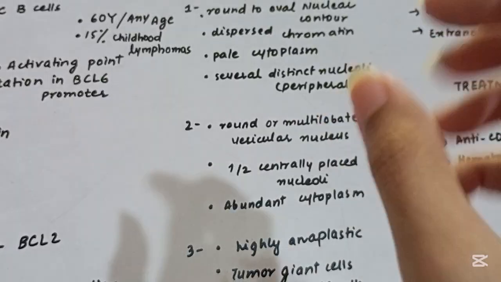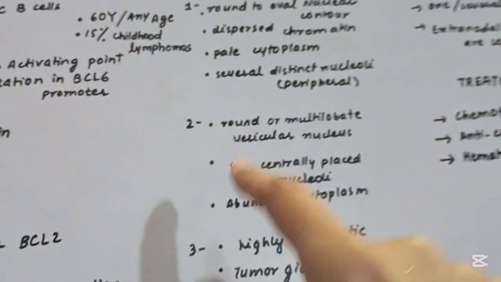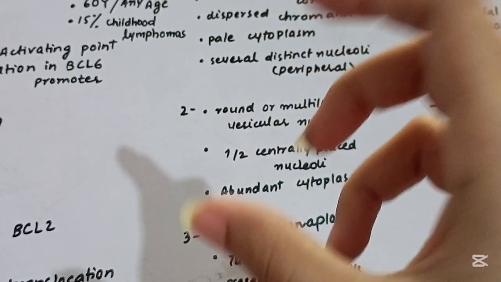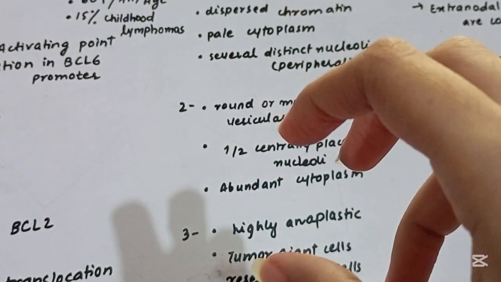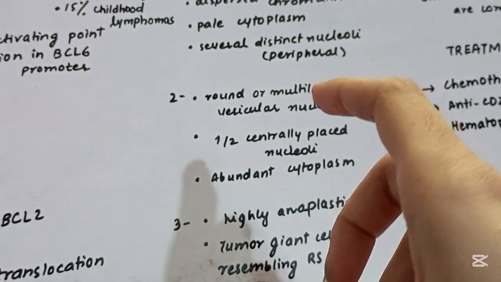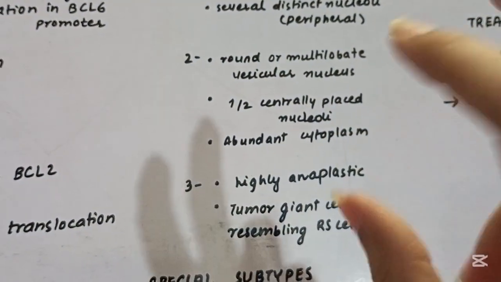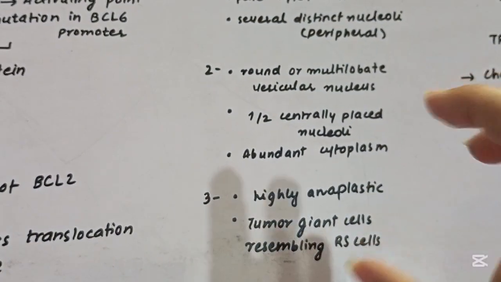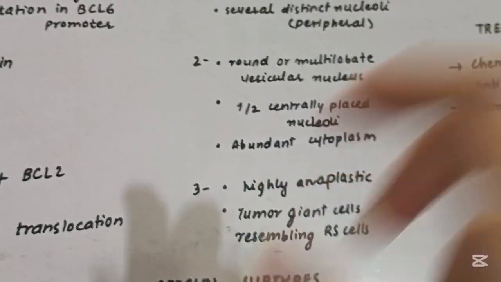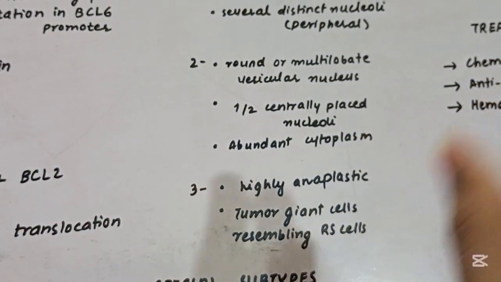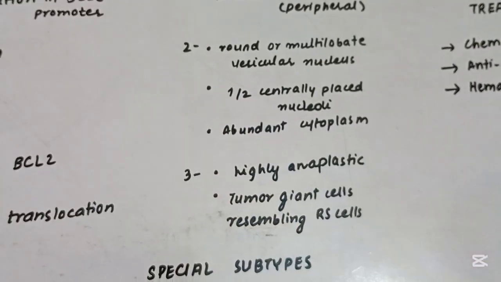In some tumors, we have cells that have a round or multilobate vesicular nucleus. They have 1 or 2 centrally placed nucleoli, and they have abundant pale or basophilic cytoplasm. In some tumors, the cells are highly anaplastic, and tumor giant cells resemble Reed-Sternberg cells of Hodgkin lymphoma.